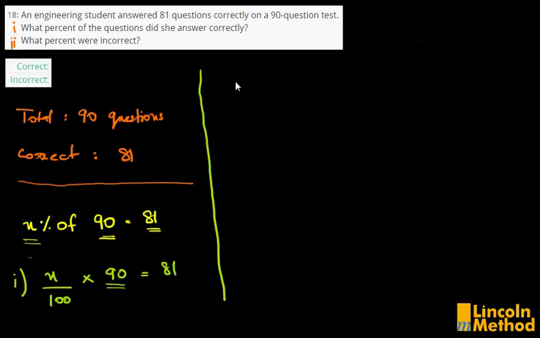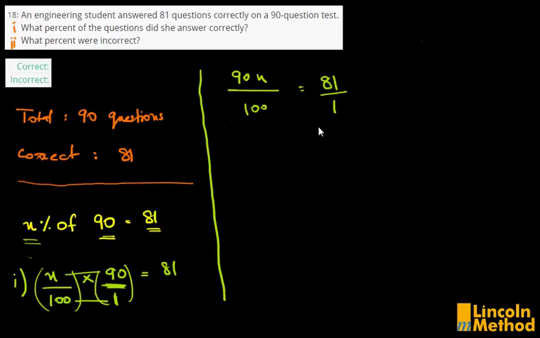So X over 100 multiplied by 90 equals 81. Now I can multiply both of these, but let me add a denominator to this number as well so that it's easier for you to understand what I'm doing. Now since we're multiplying two fractions, we multiply the numerators first, and what that gives us is 90x. Now we're done with the numerators, let's move on to the denominators. So 100 multiplied by 1 is 100, and we're left with 90x over 100 equals 81. Now again, there's no denominator below 81, so I'll add 1 here.